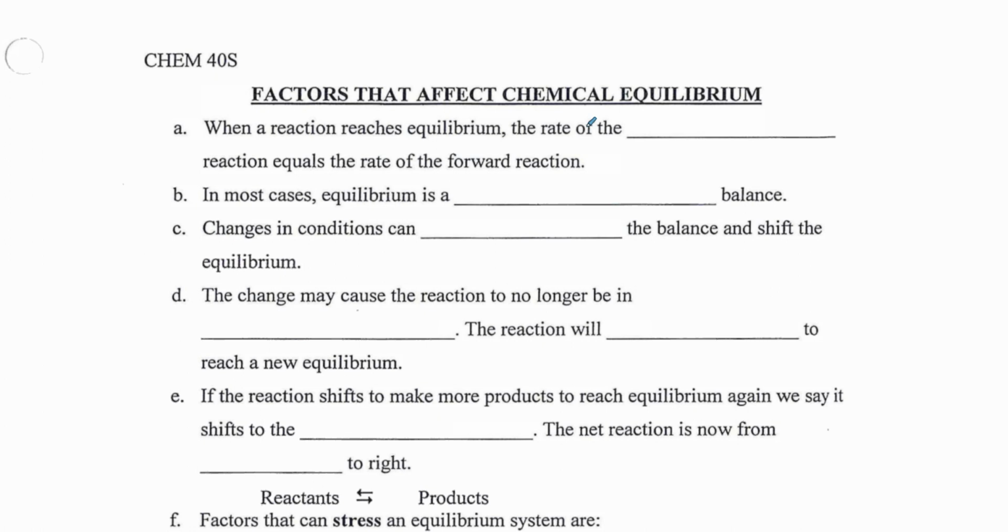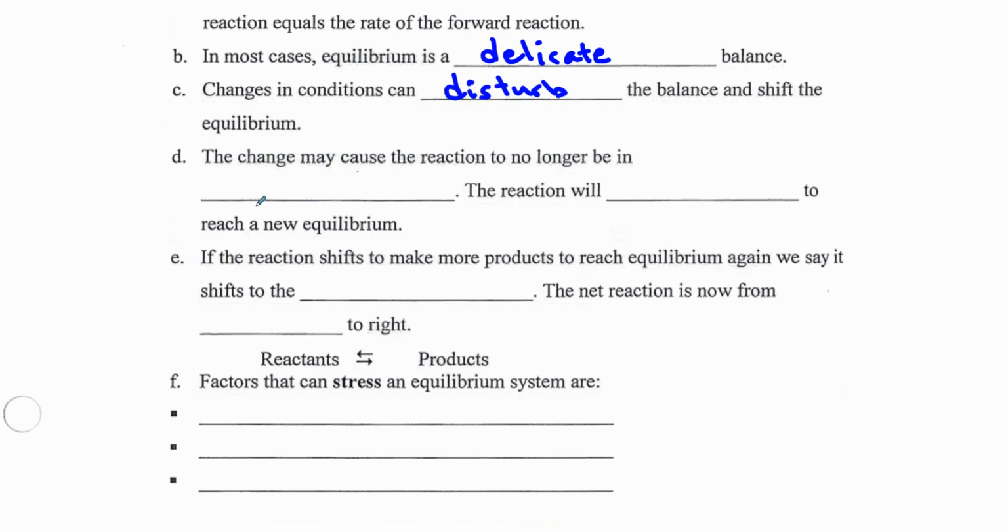So when a reaction reaches equilibrium, we know that the rate of the reverse reaction equals the rate of the forward reaction. So they get to a point where these forward and backward reactions are occurring at the same rate. In most cases, equilibrium is a delicate balance. So if the conditions change in which the reaction is taking place, this can disturb that delicate balance, and it causes the equilibrium to shift. Okay, so if you change the conditions of the reaction, then the equilibrium has to adjust to that change. The change may cause the reaction to no longer be in equilibrium, and the reaction will have to shift in order to reach a new equilibrium.